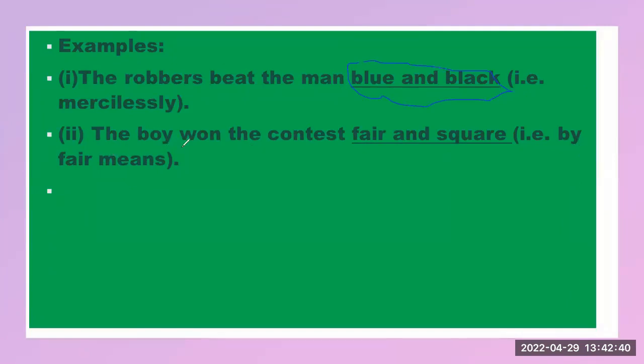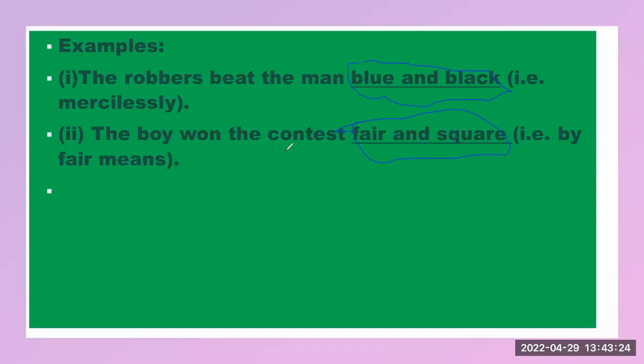Then example two, the boy won the contest fair and square. Fair and square is another expression that forms an adverb phrase, and the meaning is by fair means or honestly. The boy won the contest honestly. Fair and square is a group of words which is an idiomatic expression, but it forms an adverb phrase because we have defined an adverb phrase as a group of words that does the work of an adverb in a sentence. So we have this group of words performing the work of an adverb, all right?